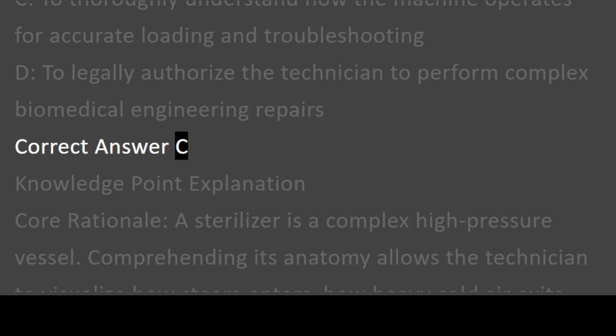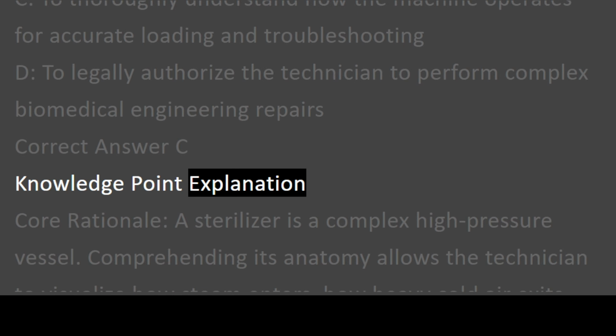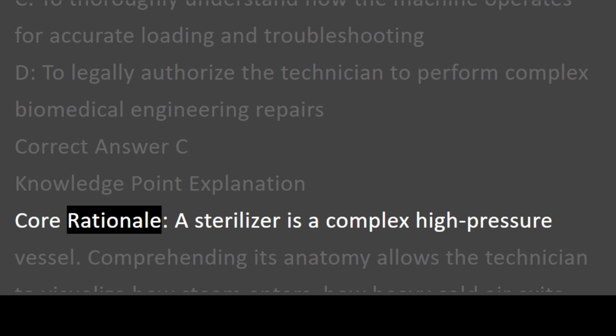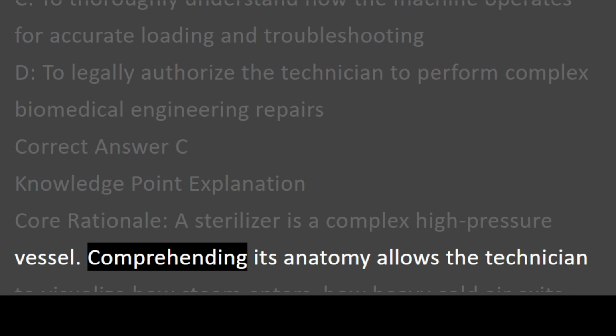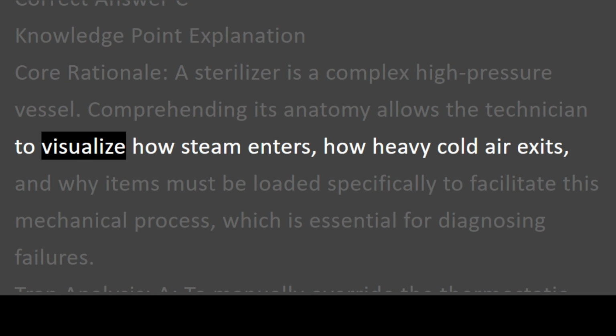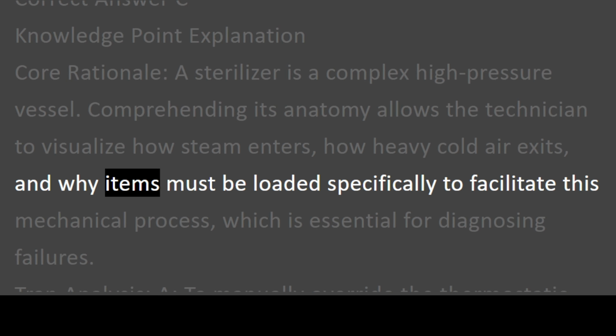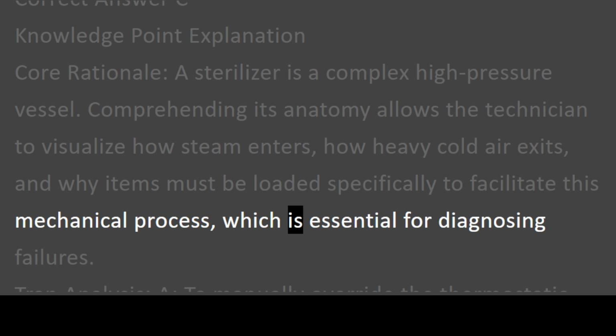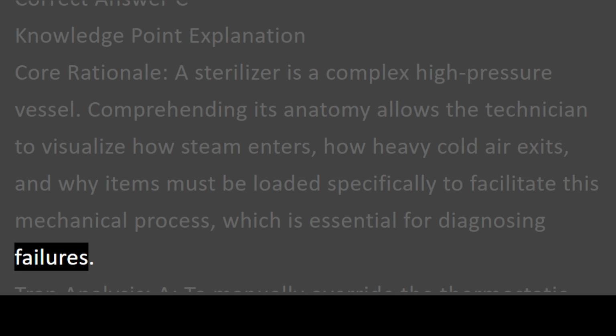Correct answer C. Knowledge point explanation. Core rationale. A sterilizer is a complex high-pressure vessel. Comprehending its anatomy allows the technician to visualize how steam enters, how heavy cold air exits, and why items must be loaded specifically to facilitate this mechanical process, which is essential for diagnosing failures.